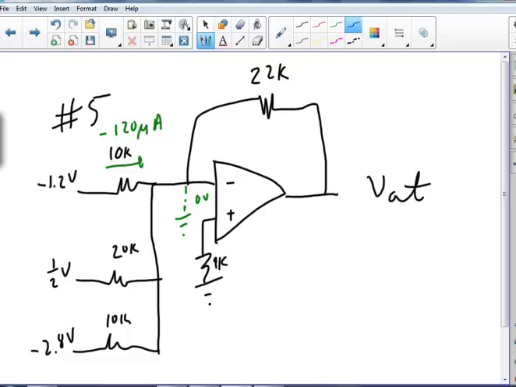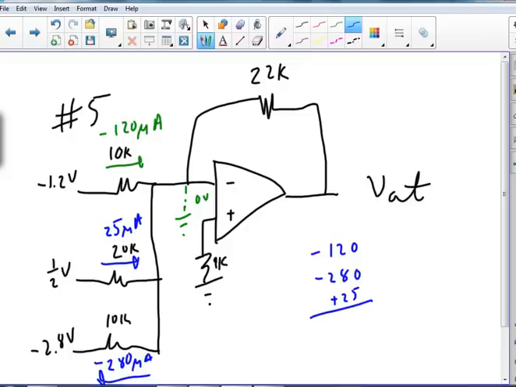Okay, so where was I? I was a half volt divided by 20K. I think I just should have done it in my head. 25 microamps flowing that way. And then I got 0.85 divided by 10, 0.28 divided by 10. So I got 280 microamps flowing that way to be negative. Okay, so I'm minus 120 minus 280 plus 25.